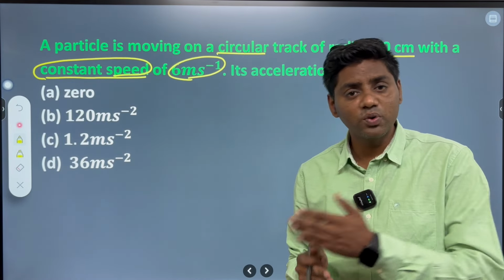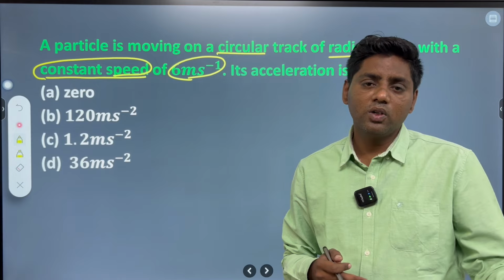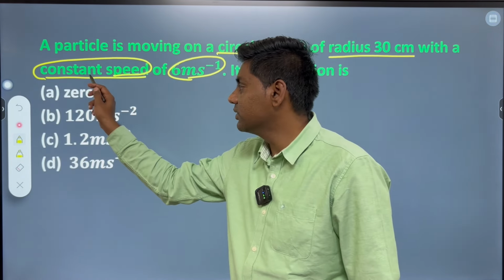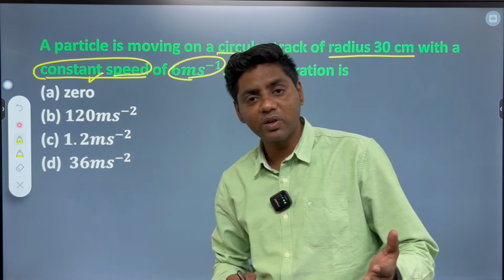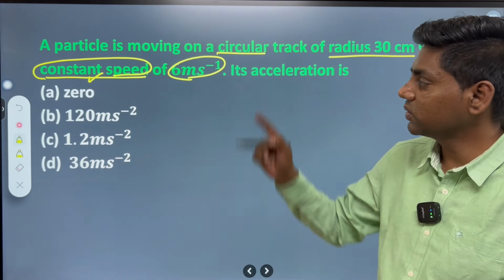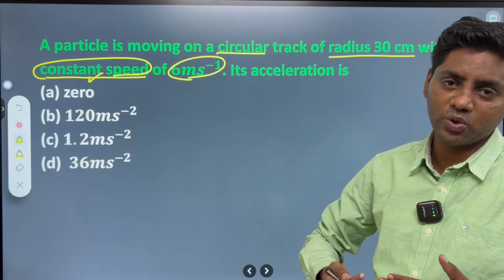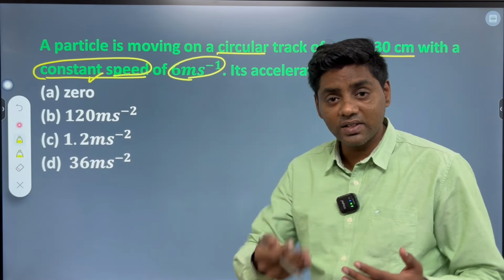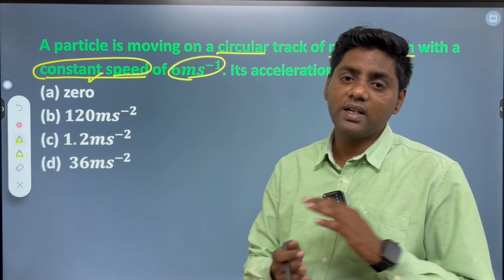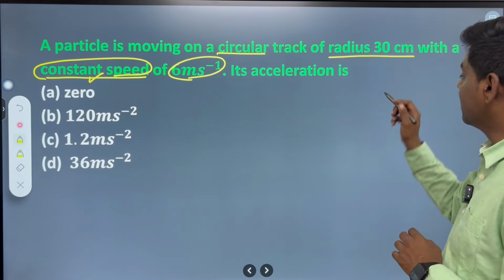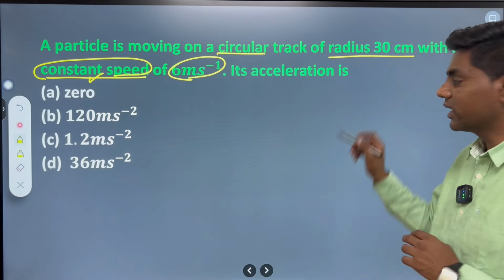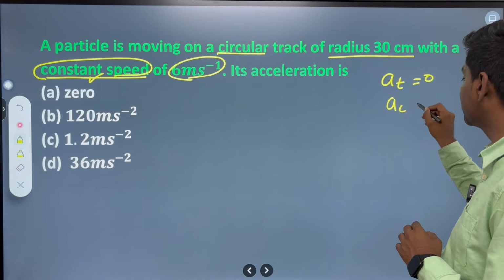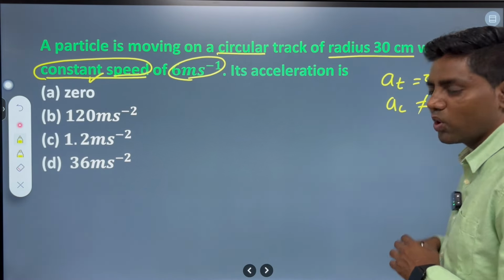There are two types, uniform circular motion and non-uniform circular motion. What is uniform circular motion? मतलब speed जब भी constant रहेगा, that example we call uniform circular motion. So this is the case of uniform circular motion, and we know that there are two components of acceleration. One is the tangential component, another is the centripetal acceleration. हमें पता है कि जब भी speed constant रहेगा तो tangential acceleration zero होगा. फिर what is remaining acceleration? That is a_c not equal to zero.